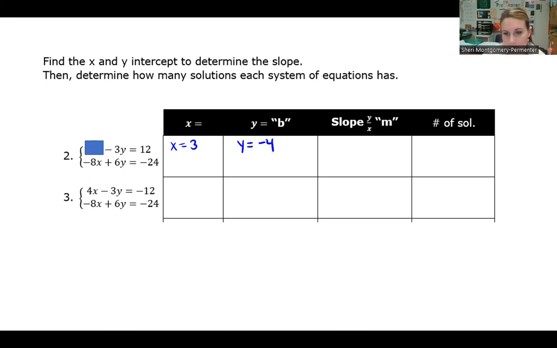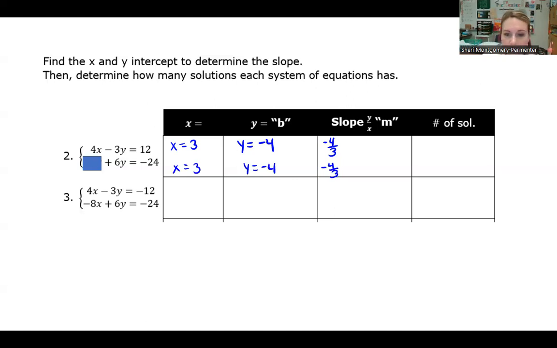Then I'll figure out the slope. So the slope would be -4/3. Does that reduce? Okay, I'm going to do the same thing to figure out my x and my y for the second equation. So if I cover up y, I get -24 divided by -8. So x is equal to +3. And then I get -24 divided by 6. So I get y is equal to -4. So for this one, I get -4/3.